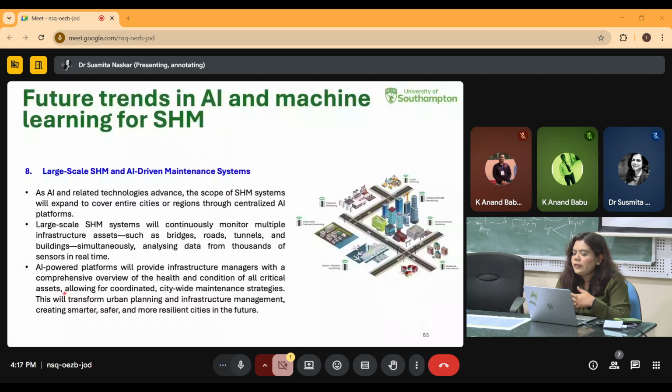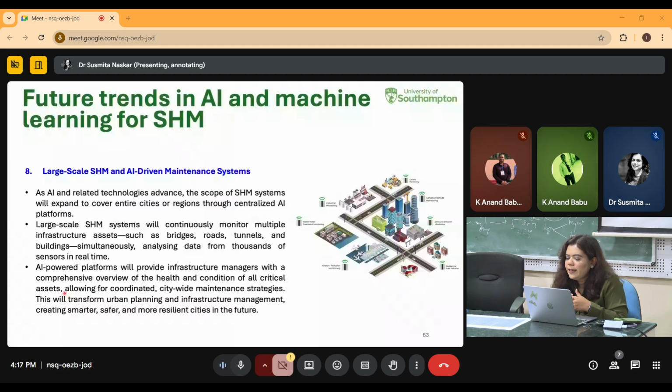So when we talk about the expansion of the SHM scope, as AI and the related technologies advance, the structural health systems will no longer be limited to individual assets. They will expand to cover entire cities sometimes, or entire regions. So we give a company the task: you need to monitor the entire region. It's not only about one building, and not only about one small village. That's where we are expanding the SHM to a larger scale through a centralized AI platform.